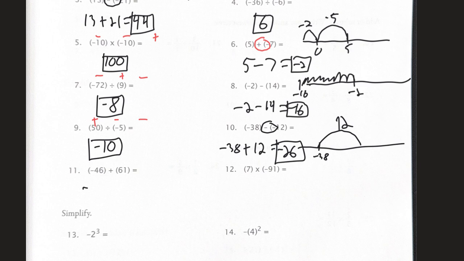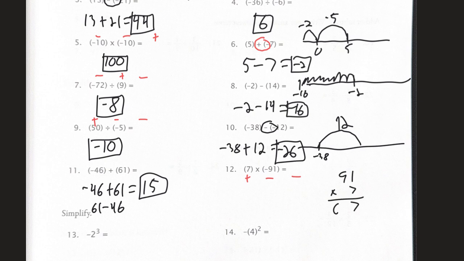No double signs here, so it's just negative 46 plus 61. Since 61 is bigger than 46, I know the answer is going to be positive. So basically, we can just do 61 minus 46. It's the same problem, and that'll get you 15. Positive times a negative gets us a negative. So 91 times 7 is 637, and we're going to make it negative.